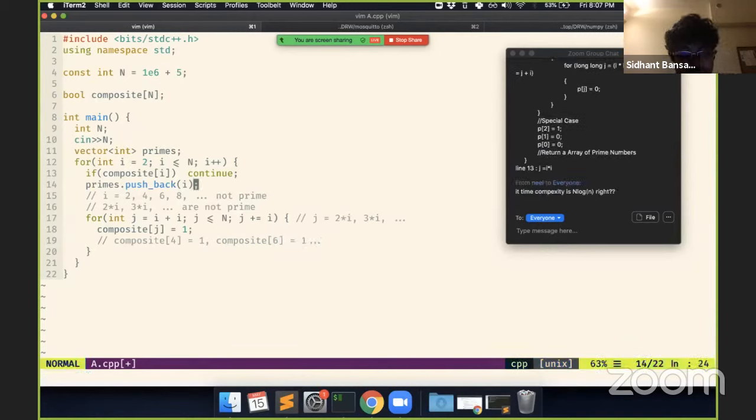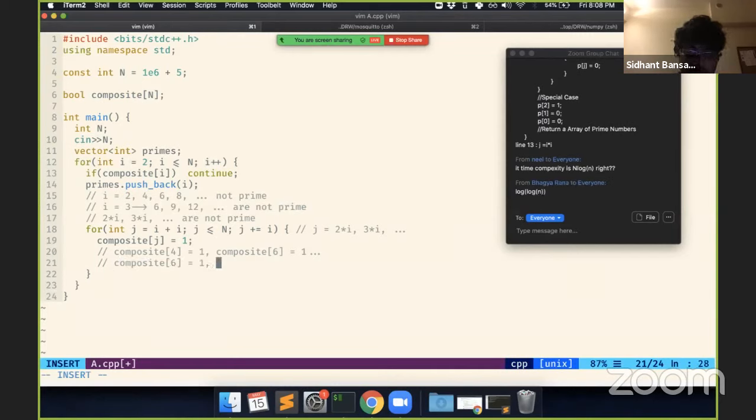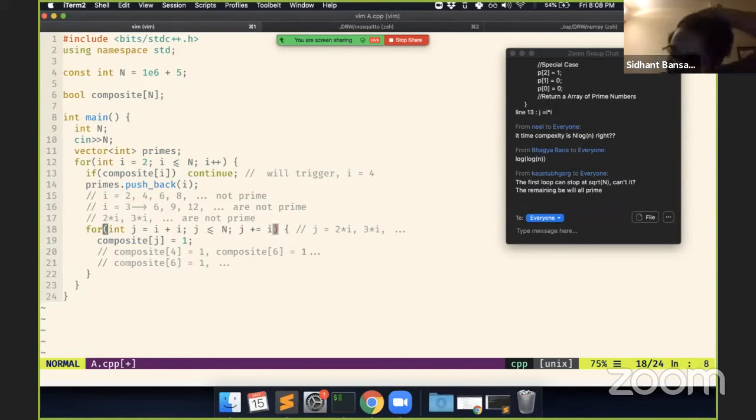And then in the next iteration, you'll see 3. So when i is 3, that means 6, 9, 12 are not prime. That means composite[6] equals 1, and so on. And then next time 4 comes in. What happens with 4? You have already set composite[4] to 1, so this statement will trigger. For i equal 4, the statement will trigger and you won't treat it as a prime. Also, you'll save complexity here because the continue happens, so you won't execute this inner nested loop. That's another saving here. And this method works.